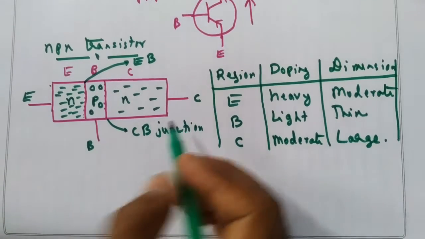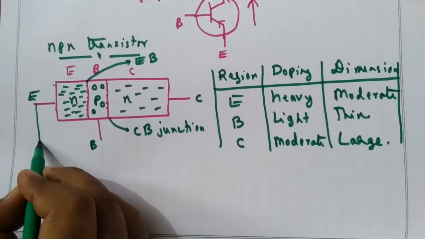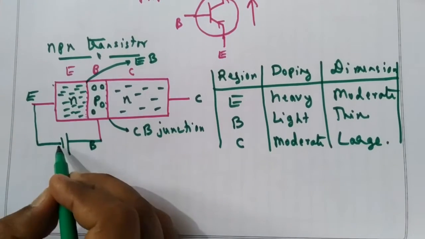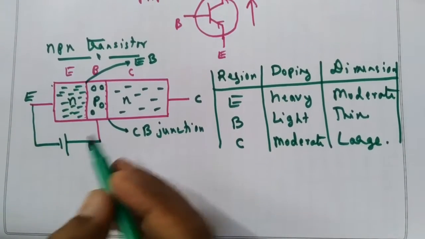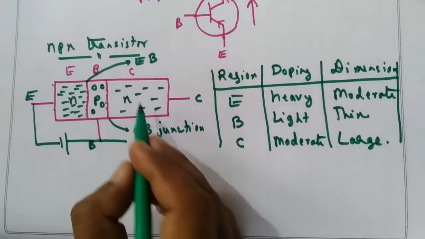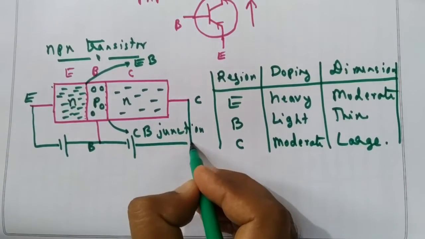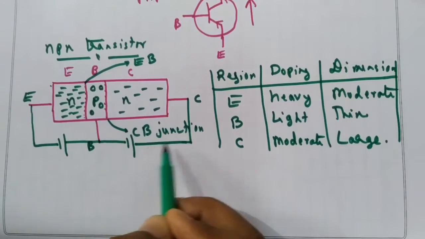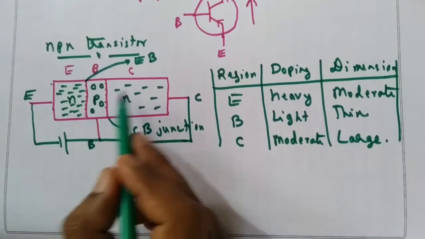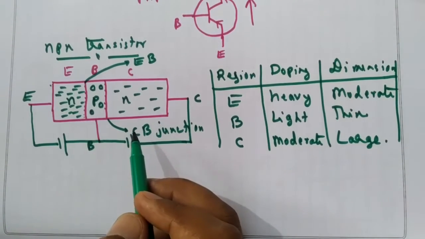For the proper working of a transistor, the emitter base junction should be forward biased. This is the N side, so the lower potential should be connected to the emitter, and the higher potential should be connected to the base. This junction is now forward biased, and the collector base junction should be reverse biased. So this is the reverse bias. See, the higher potential is connected to the N side and the lower potential is connected to the P side. Now this junction becomes reverse biased. Now this is for the proper working of the transistor.